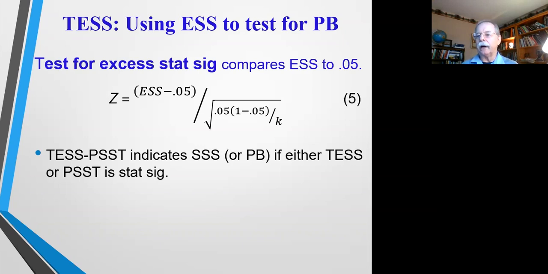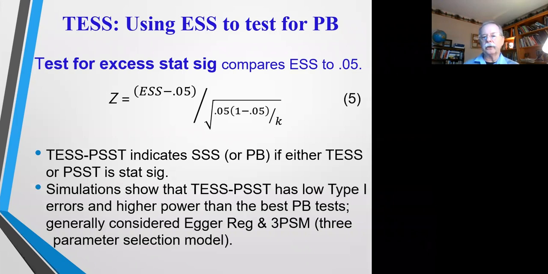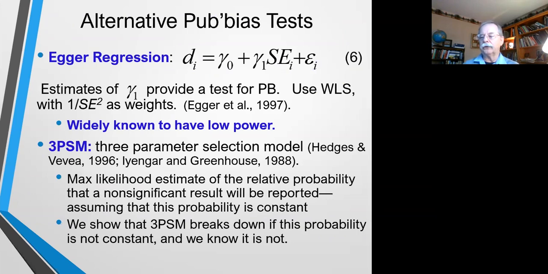TESS-PSST is now a combined test. If either one of these two z-values are statistically significant, we consider this evidence of publication bias. And I guess that's all really to say. Simulations show that this combined test, the individual ones as well, they all have low type 1 errors and high power relative to the alternatives. And the best considered alternatives are the Hagger regression and 3PSM. And speaking of those, here they are.